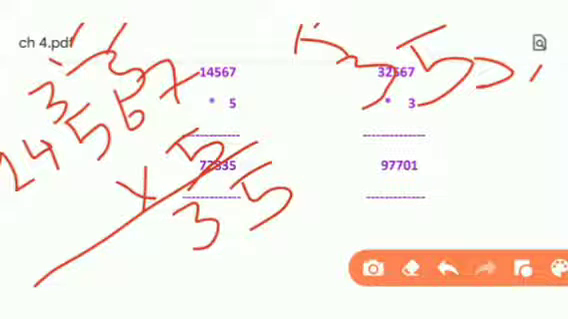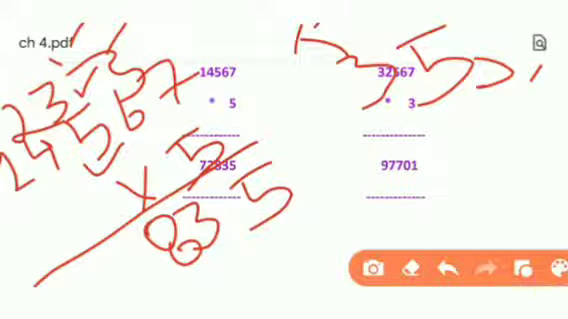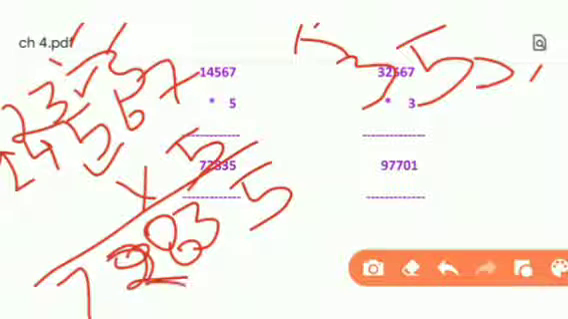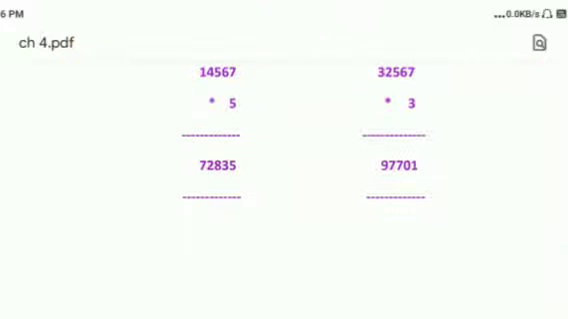Now we will multiply 5 into 5. 5 into 5 is equal to 25, and we will add 3. So the answer is 28. We will write 8 here and 2 here. Now we will multiply 5 into 4. The answer is 20, and 2 is carry. Then we will write 20: 2 here and 0 here. Now we will multiply 5 into 1, and 2 is already here. Sorry, 2 will be here after adding the carry. So this is the way you will multiply these two numbers.